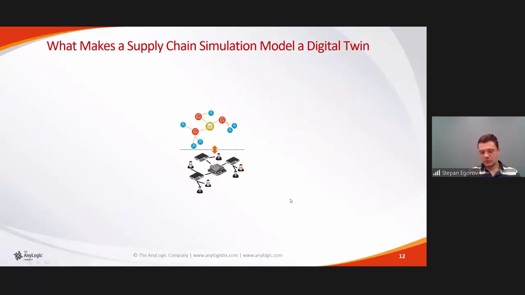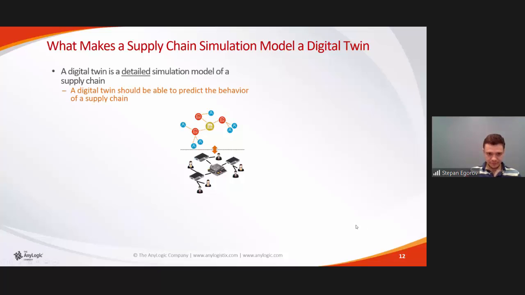Now, if we say that a simulation model is a digital twin, this is quite a narrow definition. Usually, a simulation model is a part of something bigger to make it a digital twin. Now, what does it have to do? What makes a model a digital twin?